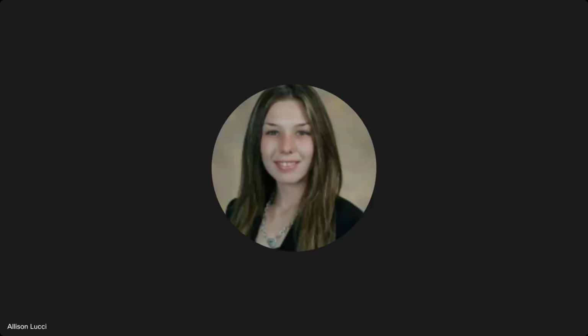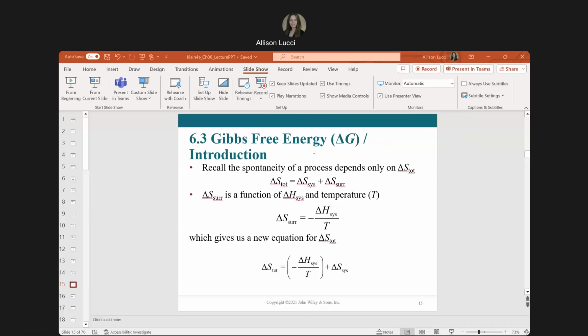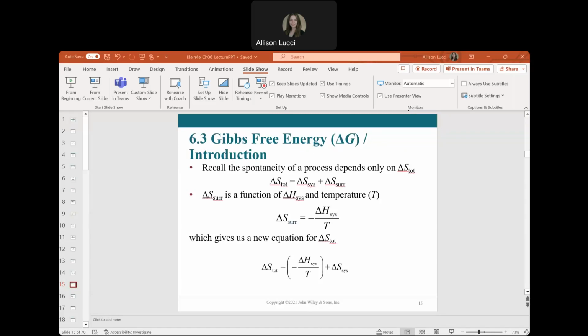We left off last time with the discussion of entropy, and we noted how both enthalpy and entropy can be combined in a way that we can make a more accurate prediction of the spontaneity of a process. So we reviewed last time how the total change in entropy is what we're going to consider, and we're also going to factor in enthalpy as well this time.